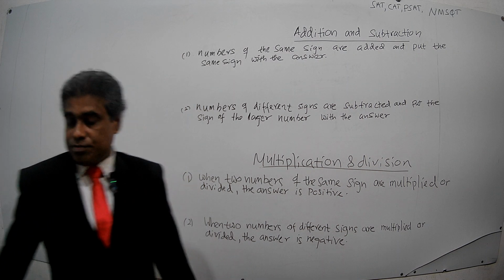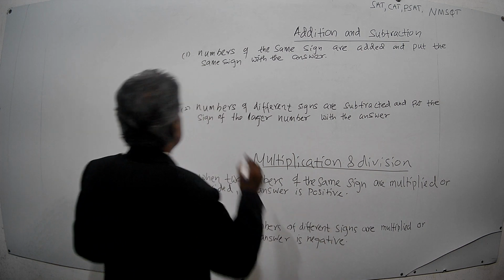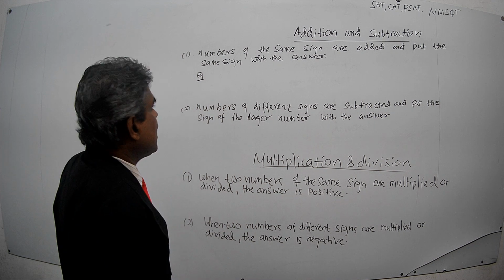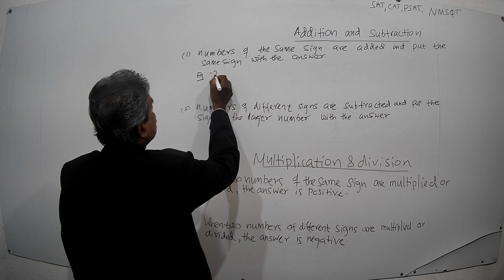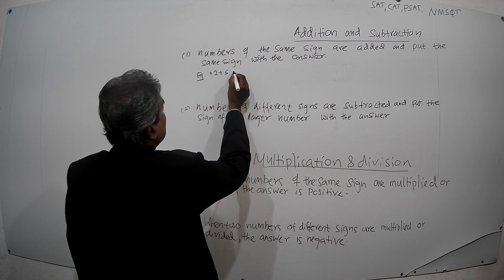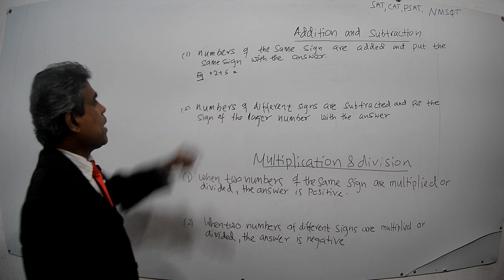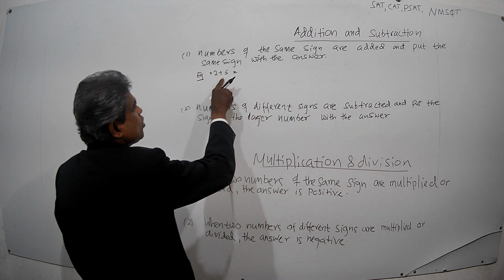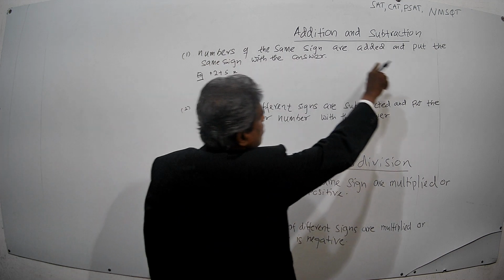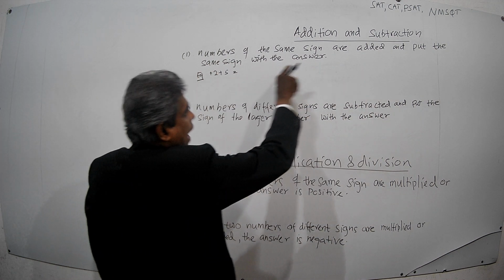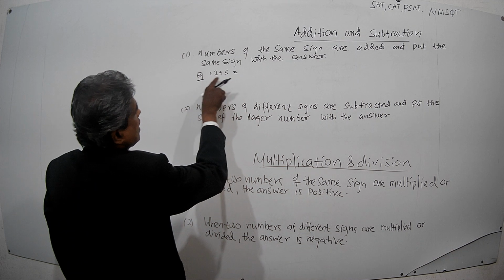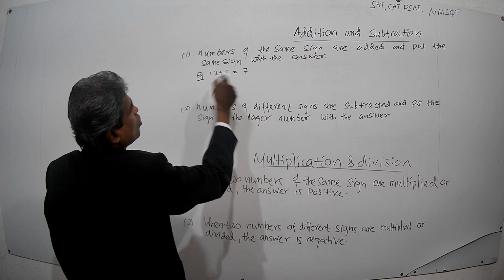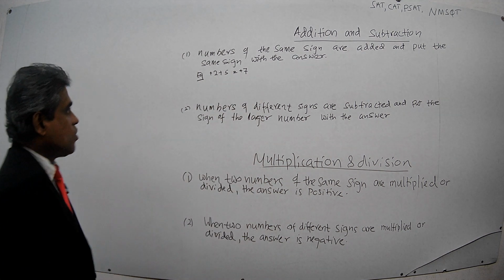Now we will look at that. Say for example, you get plus 2 plus 5. There are two numbers of the same sign, plus 2 and plus 5. According to the rule, if the two numbers have the same sign, here positive, they are added and you put the same sign with the answer. Here the same sign is plus. You add these two numbers, 2 and 5, that is 7. The same sign of the two numbers is plus, so the answer is plus 7. This is what this rule says.